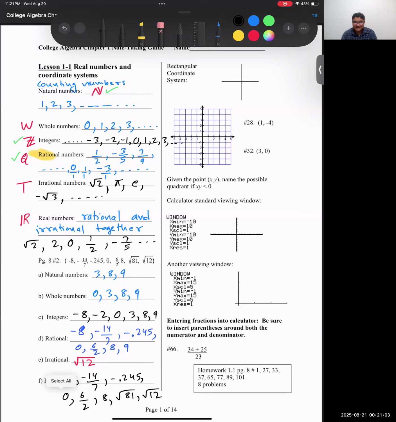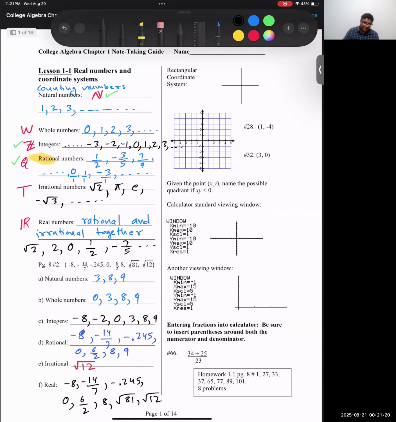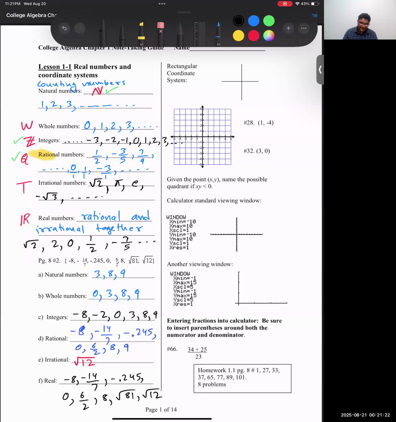The only irrational number in the list is square root of 12, because 12 is not a perfect square, right? And then all numbers are real numbers. So everything is in the list of real numbers. Okay, so this is a very good exercise. Think about it, and if you have made some mistakes in your answers, contemplate on that. Okay, before we move on.